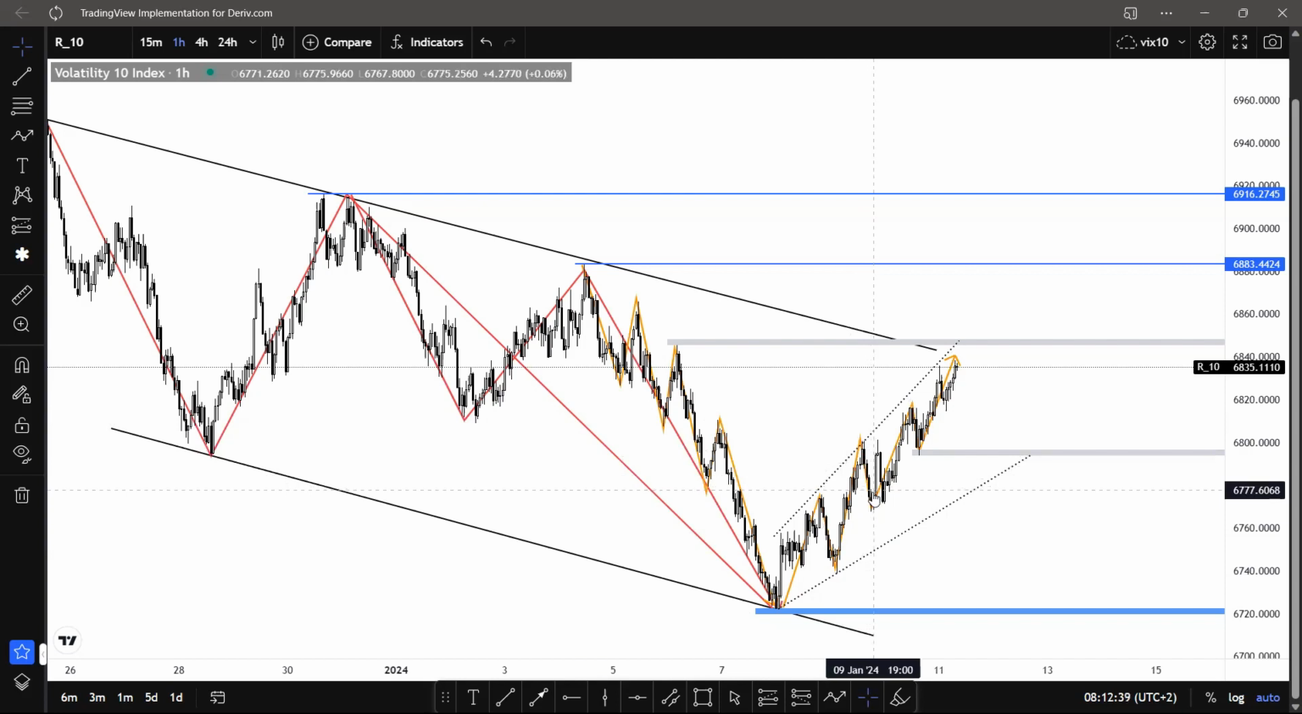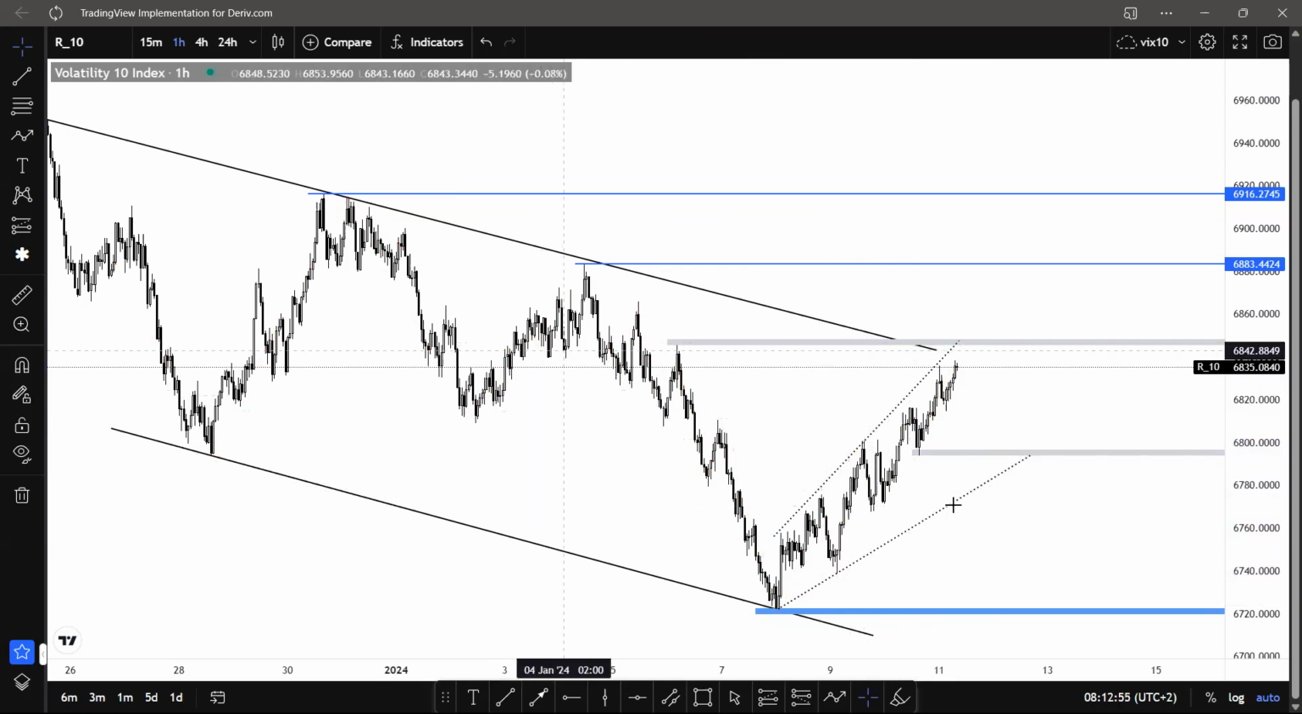But then let me just remove this. Now you can see everything here. So this is what it is. And if you get a break below here, guys, you know the next potential, like I showed you here. So this is it from me, guys.